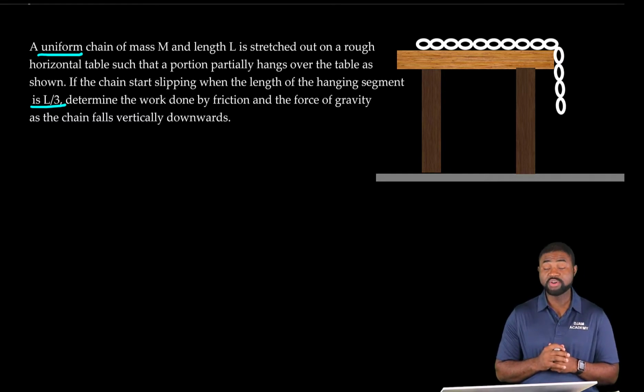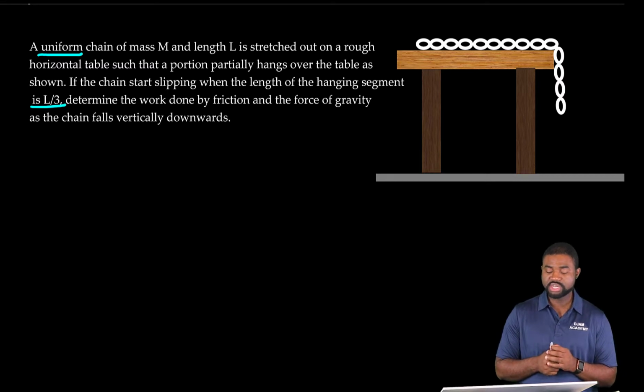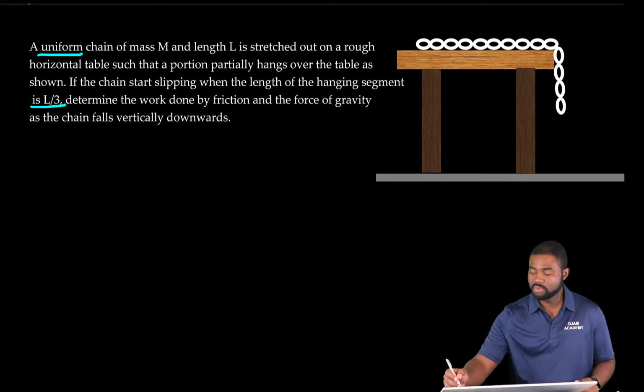A uniform chain of mass m and length L is stretched out on a rough horizontal table such that a portion partially hangs over the table as shown in the diagram below. If the chain starts slipping when the length of the hanging segment is L/3, we did show that in the previous problem, determine the work done by friction and the work done by the force of gravity as the chain falls vertically.